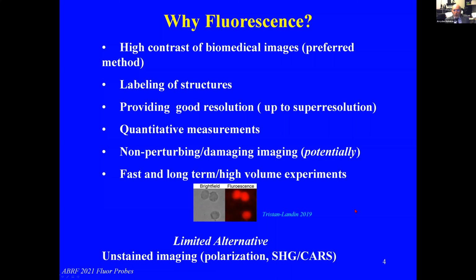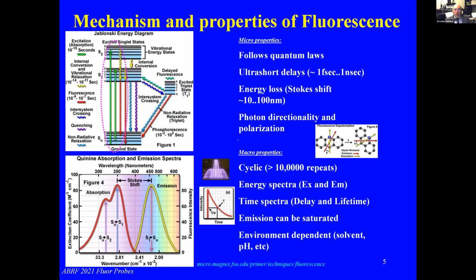I briefly mention that there are alternatives to fluorescence. There are different modes like polarization, second harmonic generation, and Raman scattering modes that do not require any dyes on the sample. Now let's look at some basic properties of fluorescence.